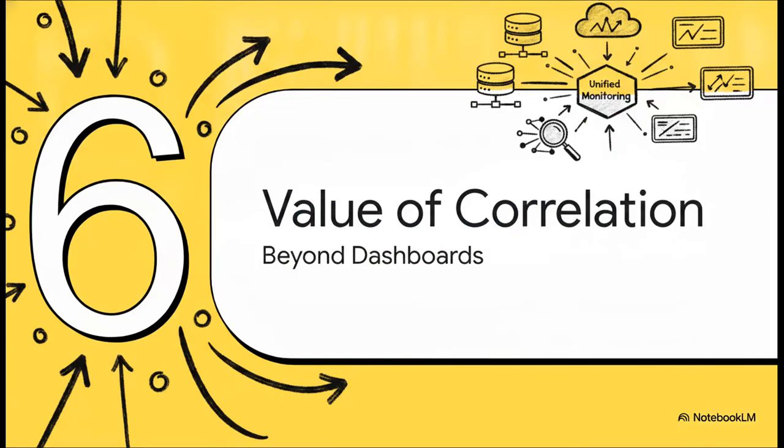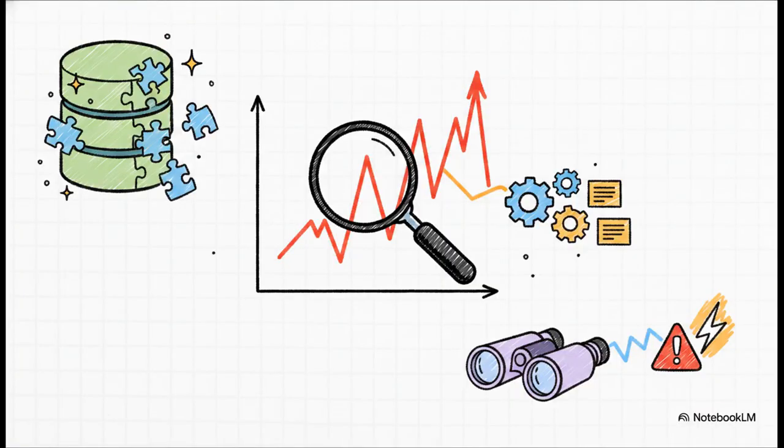Section 6. The value of correlation, beyond just dashboards. So why go through all this trouble? Well, it's because of correlation. When your metrics become searchable log entries, you get dimensional data enrichment, meaning you can create custom fields from things like compartment IDs or device types. But the real magic? That's cross-domain correlation.